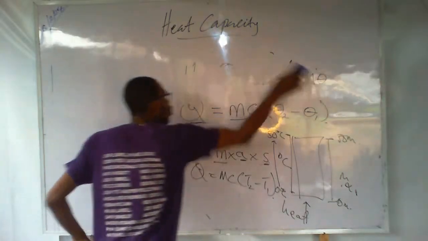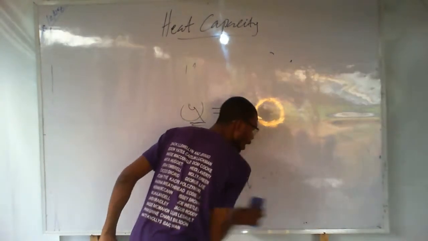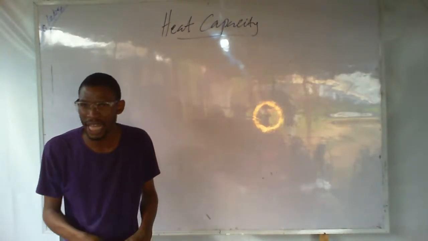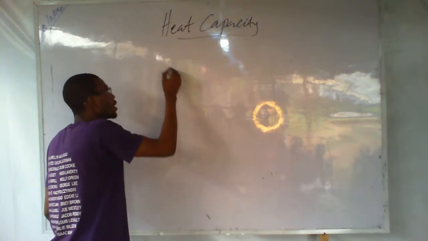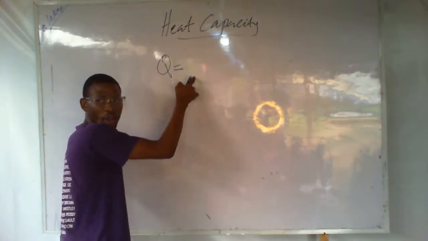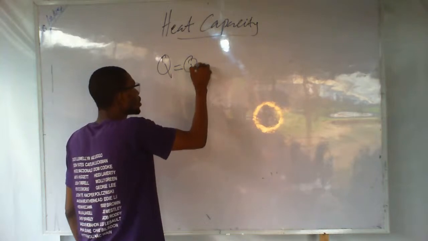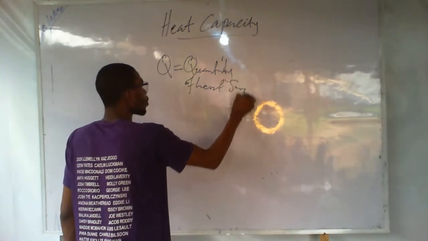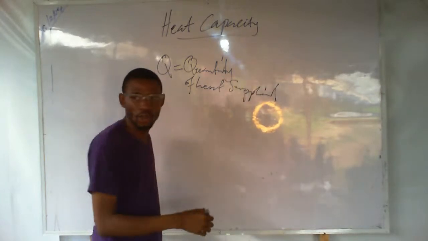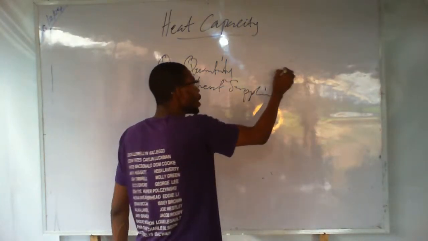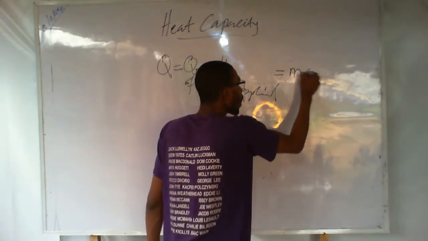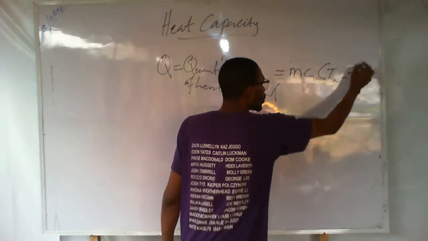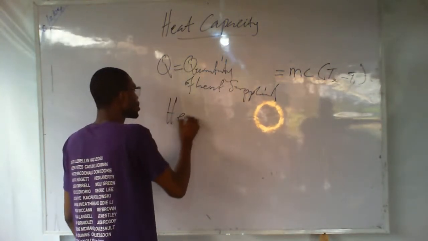So now, in summary, you should now understand this. For the work that has been done by a material, you now write Q, the quantity of heat supplied. Quantity of heat supplied should be equal to mass multiplied by specific heat capacity multiplied by change in temperature. Agree or disagree?